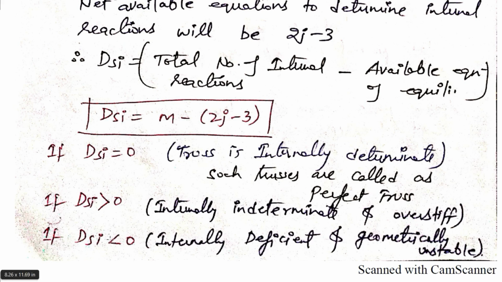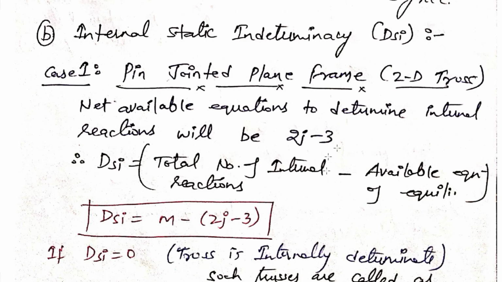Here you have to keep these three conditions in mind: DSI equal to 0; DSI greater than 0, then the truss is indeterminate and over stiff; and DSI less than 0, that is an internally deficient truss and geometrically unstable truss. So this is our internal static indeterminacy as case 1, that is your pin jointed plane frame.